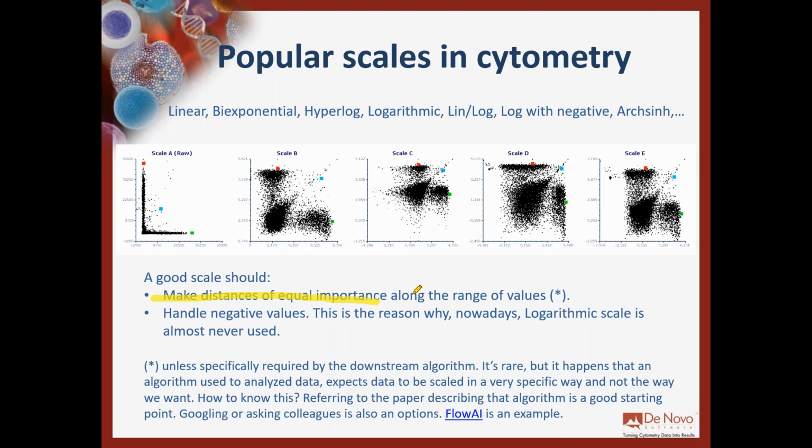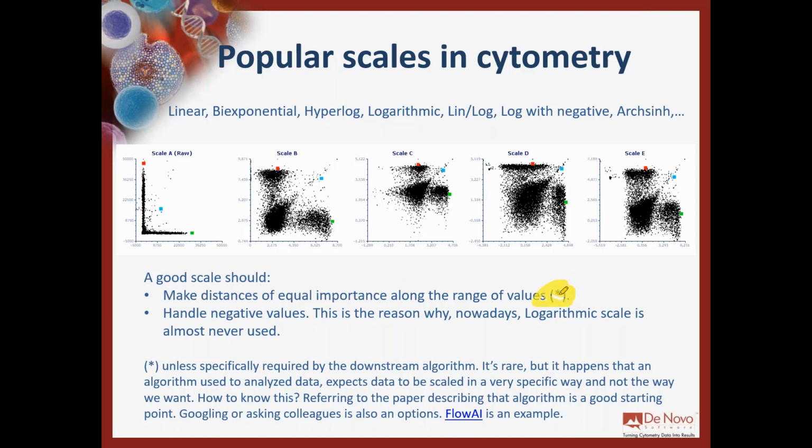This is the reason why nowadays we're no longer using the logarithmic scale that was used in the old ages, because a logarithmic scale cannot handle negative values, or basically you are losing information. So let's remove the logarithmic scale. You can still use it, for example, for scatter size, because you're not expecting negative events. But for fluorescence, you are just using a hybrid scale. We will see what a hybrid scale is in a few seconds.